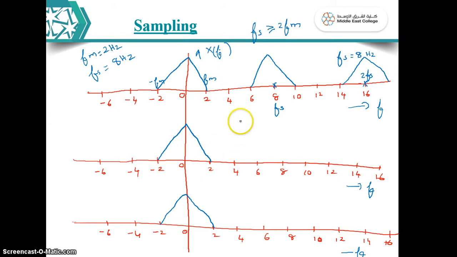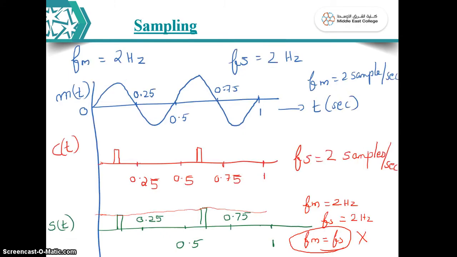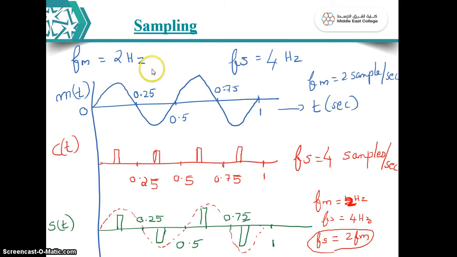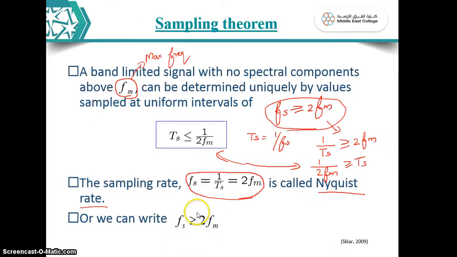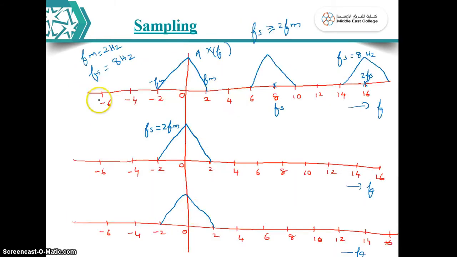Now consider the case Fs is equal to 2Fm. That means our second case. Fm is 2 Hz, Fs is 4 Hz. In that case also we are able to reconstruct the signal. So here when you take that, this is our F. Now your Fs is how much? 4 Hz.